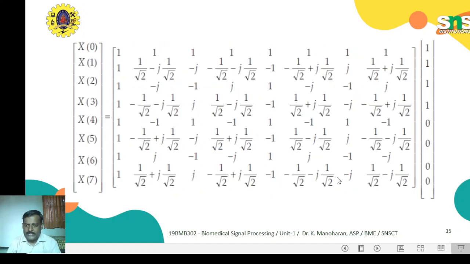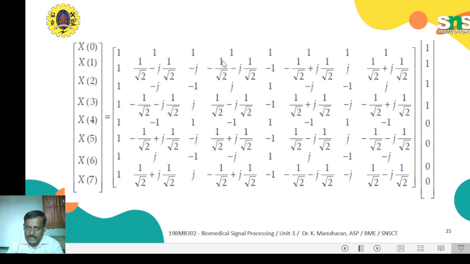So we take the matrix and multiply with x of 0 to 7. The capital X of k is the output, the frequency domain representation of the signal, that will be equal to W8, the matrix we constructed earlier, multiplied with the input sequence 1 1 1 1 and four zeros. These two will be multiplied to get the final answer.